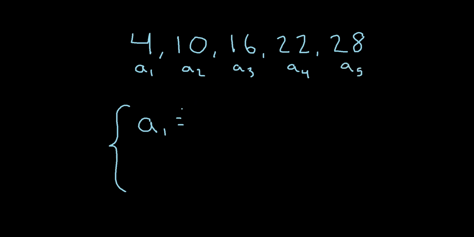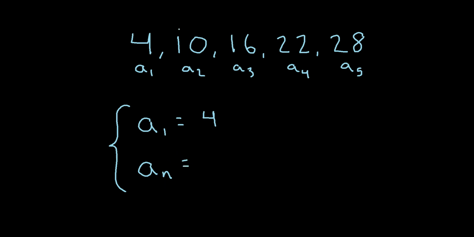So the first piece of information that we have to specify when writing a recursive formula is what is the first value? Well, we can see that's a 4. So we're just going to write a sub 1 is equal to 4. The next piece of information that we need to know is a sub n. And this is going to be a rule of how can we get the nth value in the sequence.